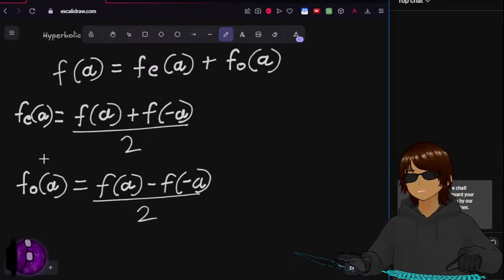Now, why did I divide it by 2? If you add them together, you will get f of a back. The f of minus a terms cancel out, then you are left with 2f of a, and the 2's will cancel out. So basically that's why I wrote it like that.